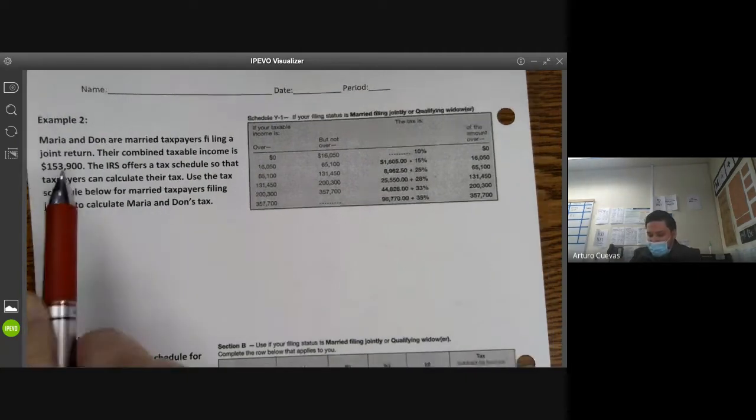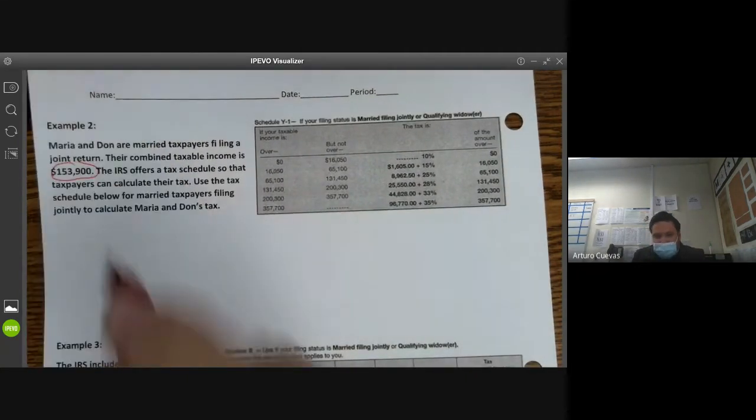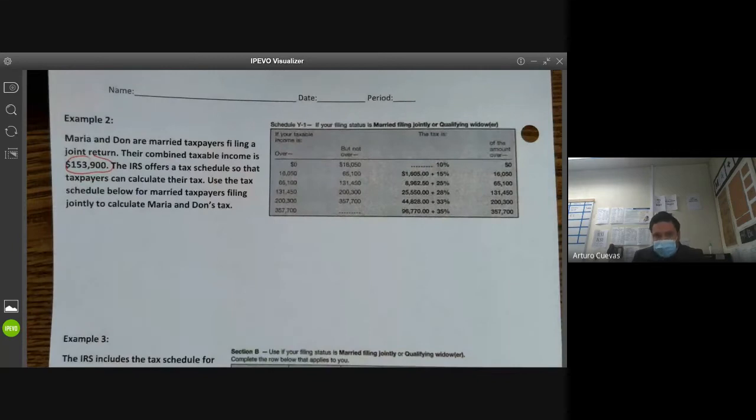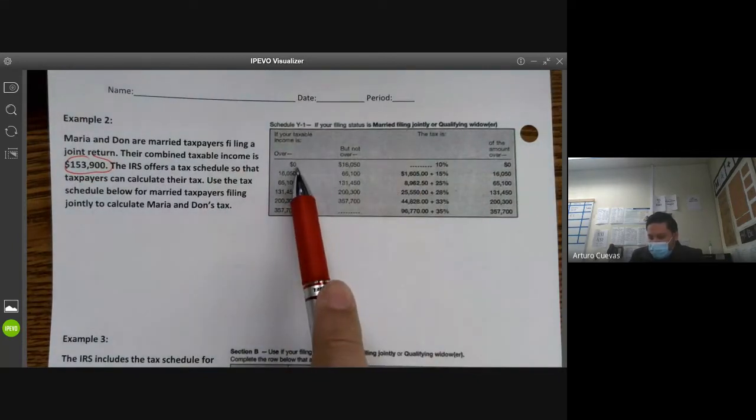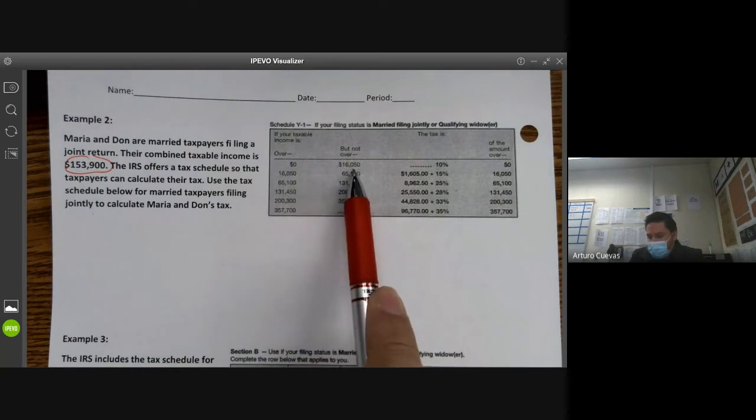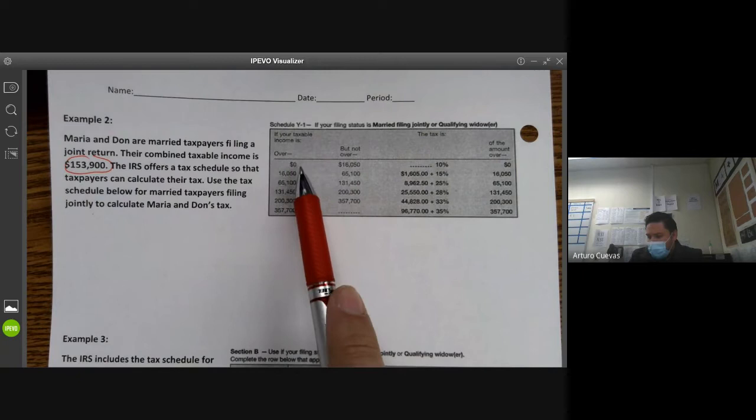Okay, let's see this one. 153,900. Is that over zero, but less than 16,000? No. What row am I in? 1, 2, 3, 4, 5, or 6?